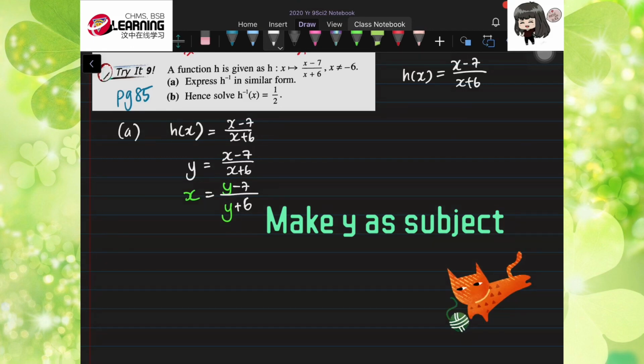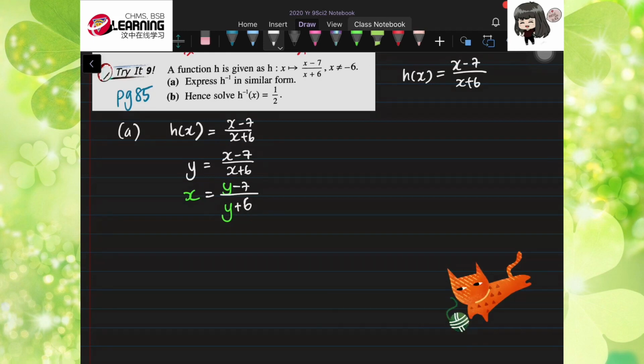Here you have 2y. Do you see that? So what you're going to do is gather the y at one side. How? We move this whole denominator y plus 6 to the left side. So it will become x bracket y plus 6. It becomes times because you move everything to the other side. Don't forget your bracket. So you expand this: xy plus 6x equals to y minus 7.